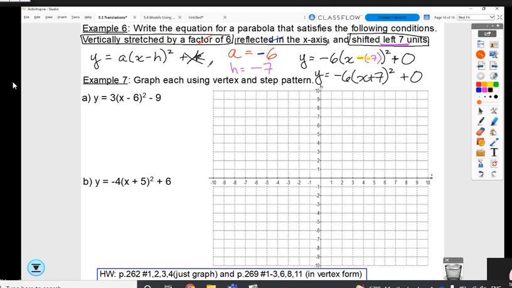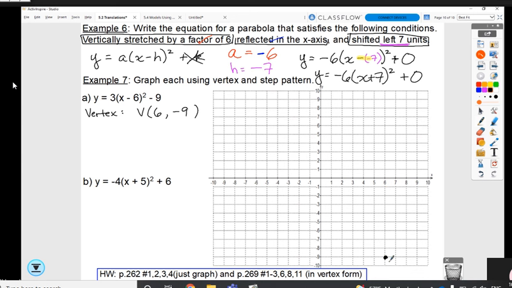Okay, in the grand finale, putting all of this together, we're going to be able to graph quadratics that are in vertex form. And again, what we need is two things. One is the vertex. Two is the step pattern. So, what is the vertex of this quadratic? Now, it says minus 6, but really we know that means positive 6, negative 9. We can almost go to the graph and say positive 6, negative 9. That's our vertex.